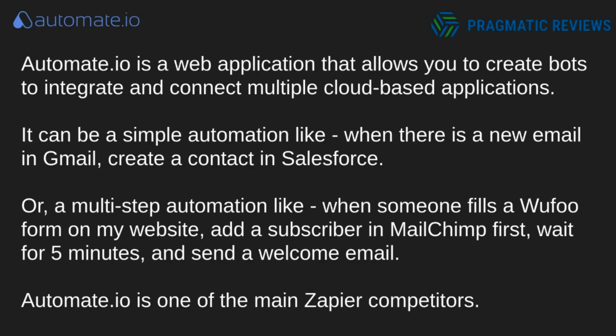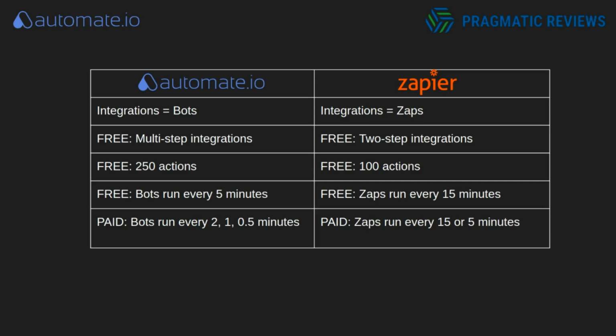Automate.io is one of the main Zapier competitors. Let's make a short comparison between the two. On Automate.io, the integrations are bots, and in Zapier, the integrations are zaps. In the free plan, Automate.io allows you to create multi-step integrations. Zapier allows you to create two-step integrations. Automate.io in the free plan allows you to create up to 250 actions.